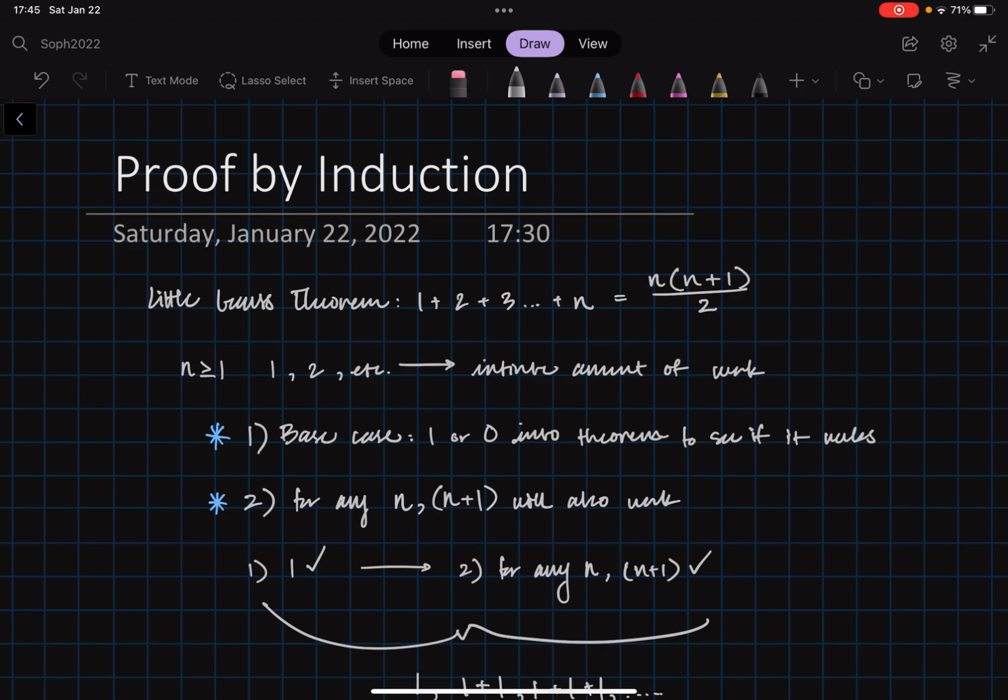Now, let's take a look at little Gauss's theorem. It says that the sum of integers greater than or equal to 1 up to a number n is equal to n times the quantity of n plus 1, all divided by 2.